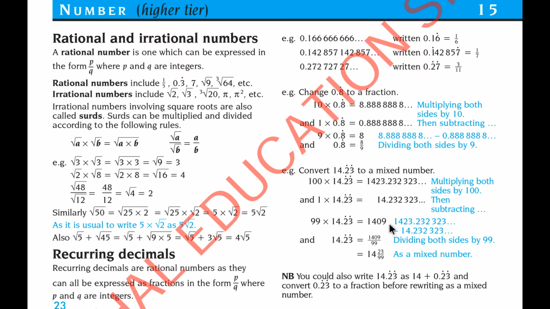And here you have additional things, you can go through this also. I have included everything. Okay, so 14.23 recurring, divide both sides by 99. 1409 divided by 99. So the answer is 14 and 23 over 99. You could also write 14.23 recurring as 14 plus 0.23 recurring and convert 0.23 into a fraction before writing it as a mixed number. You can try that method also.